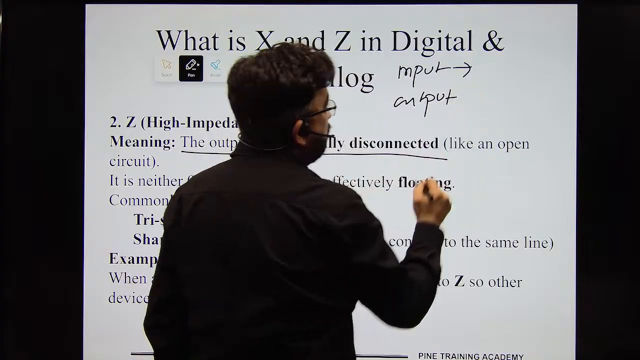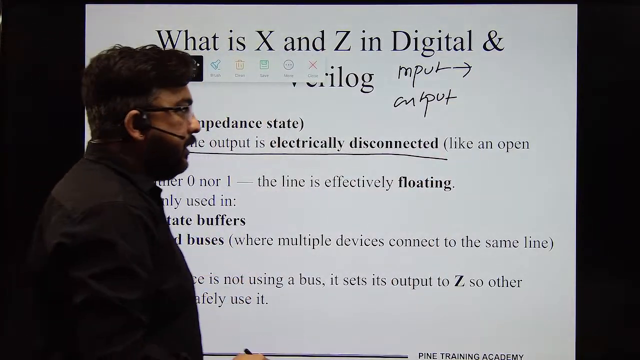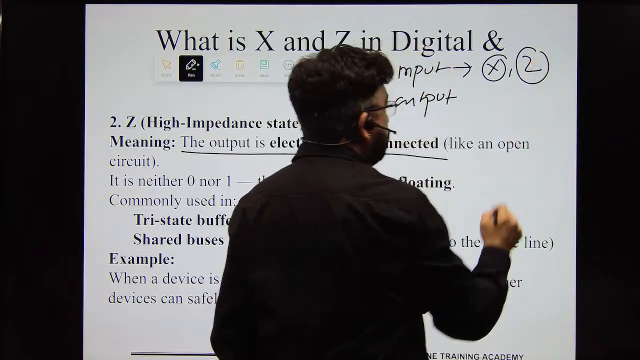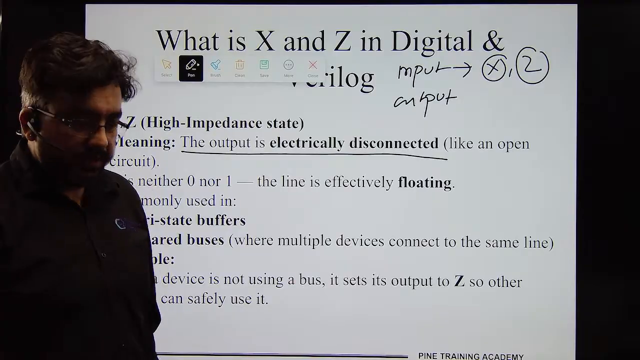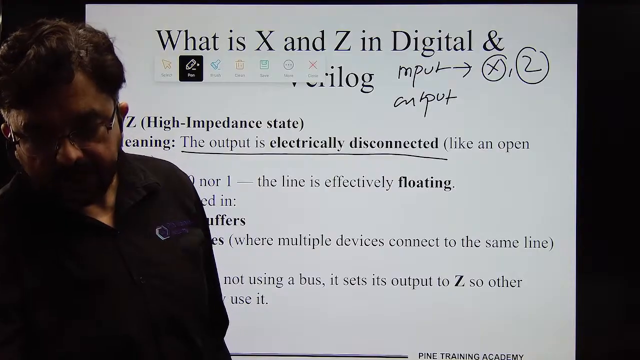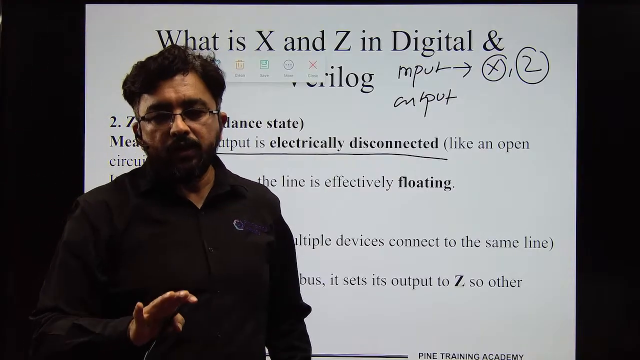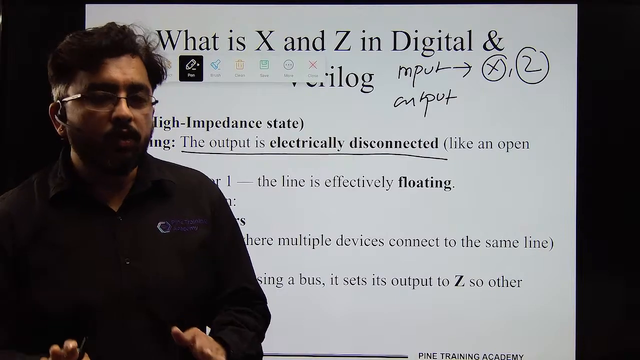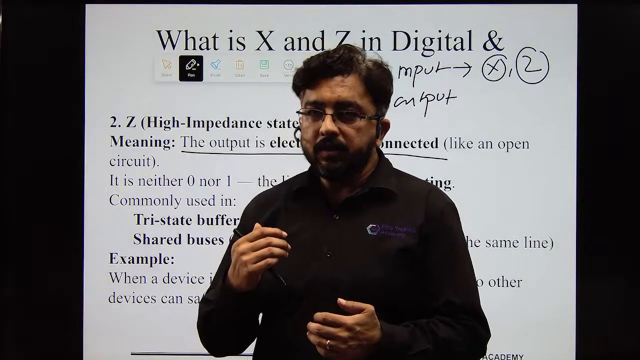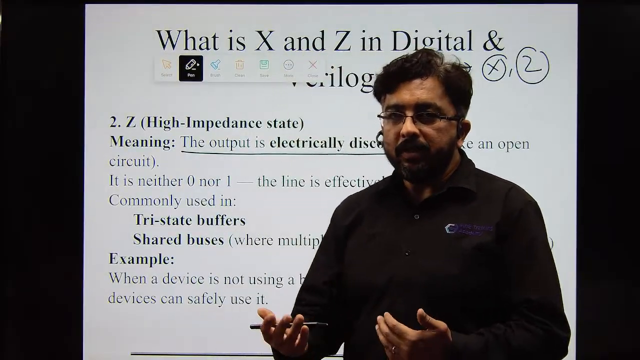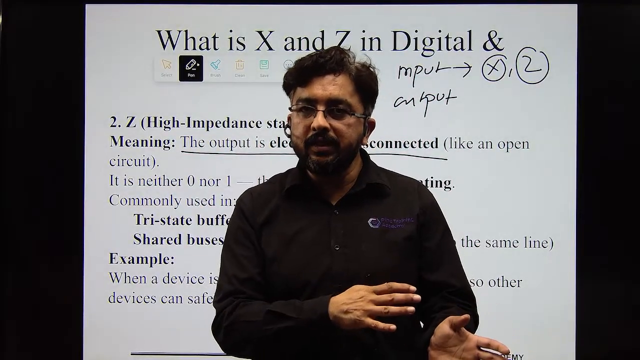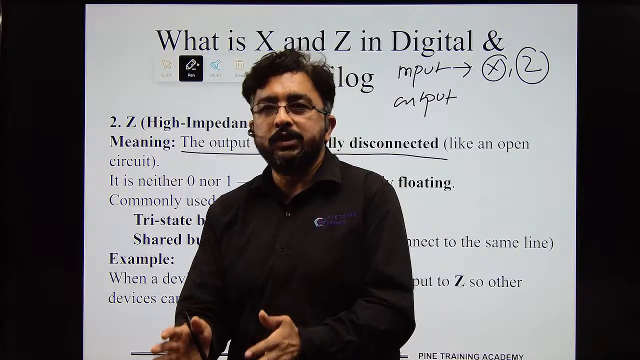At the input side we can force both X and Z. Please try to understand what X is. X is basically unknown or don't care. The value could be either 0 or 1, but we are not aware of the source. So where will the source start? The source will start from the input side.